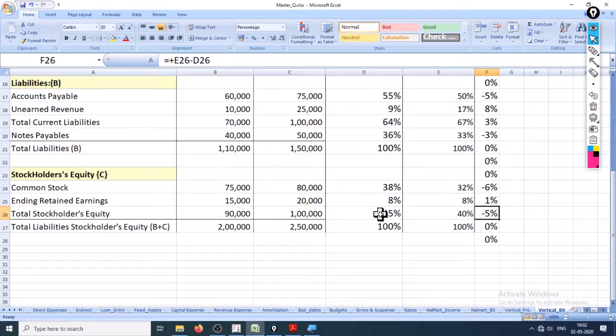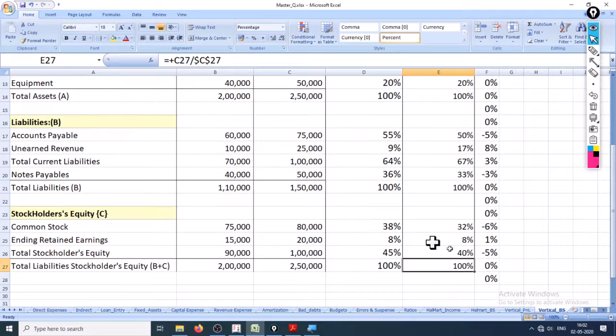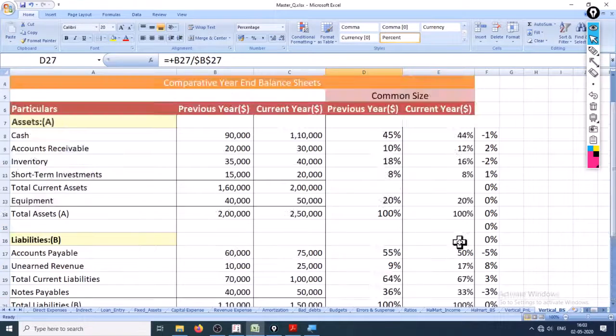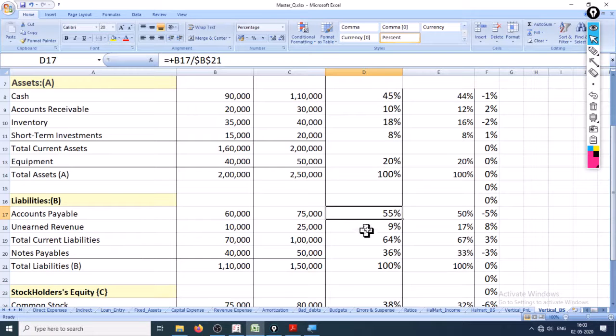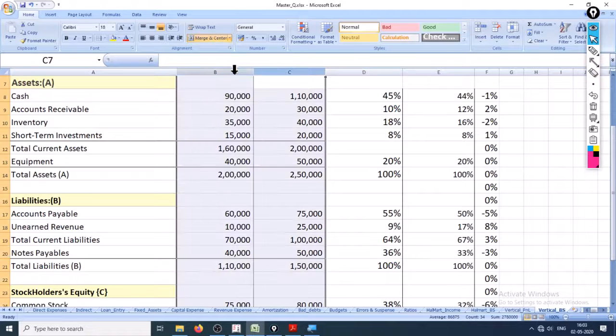Right here there is a big change, that is stockholders equity has substantially changed by 5%. It was 45% of total stockholders equity, now it is only 40%. And let's understand the reason why by auditing. 6% of common stocks looks like they are sold. And accounts payable, which was 55% of total liabilities, is now only 50%. Hence this is a good sign.